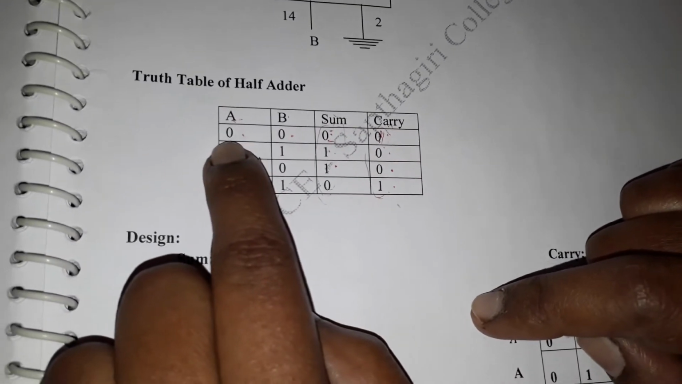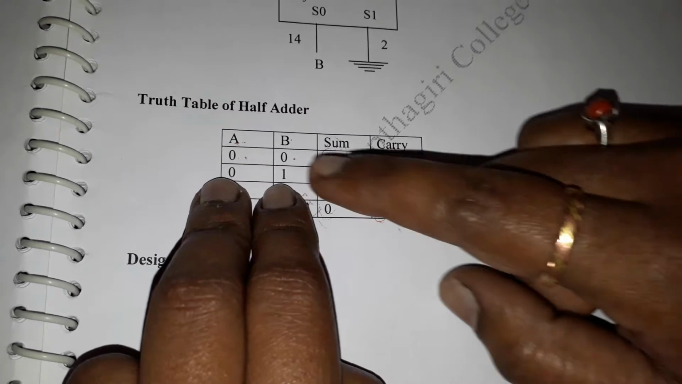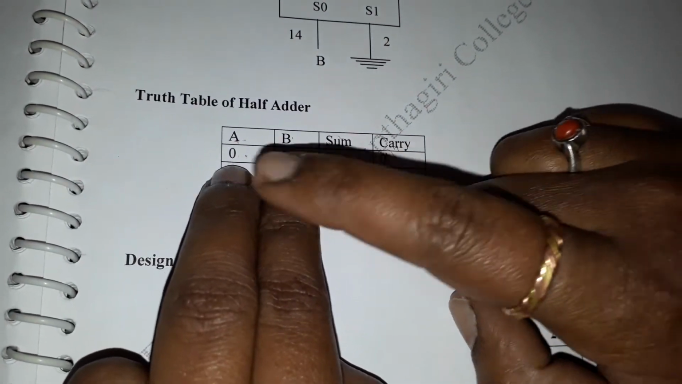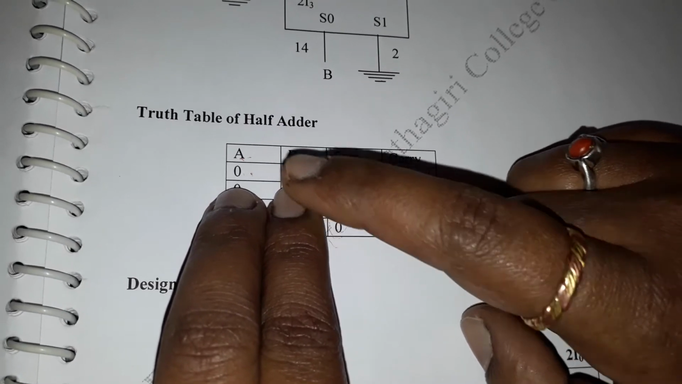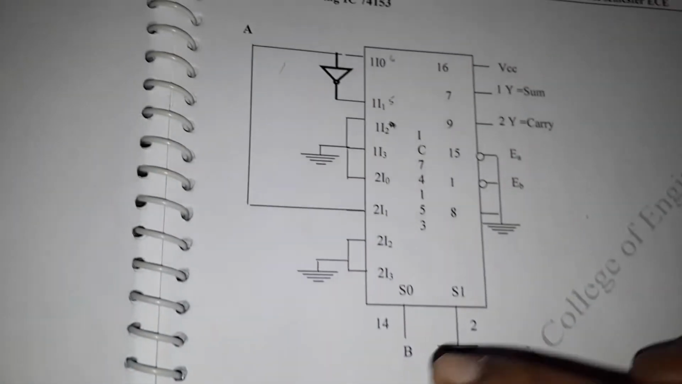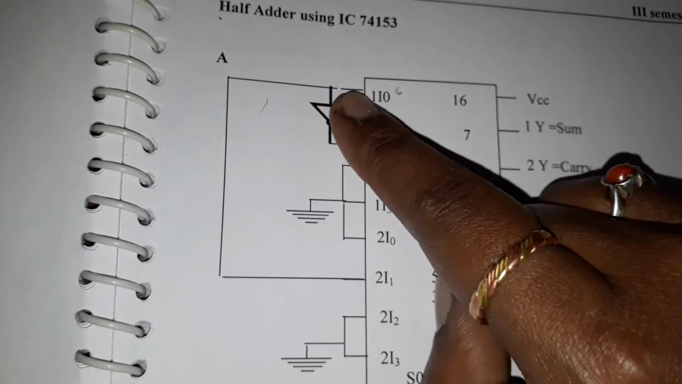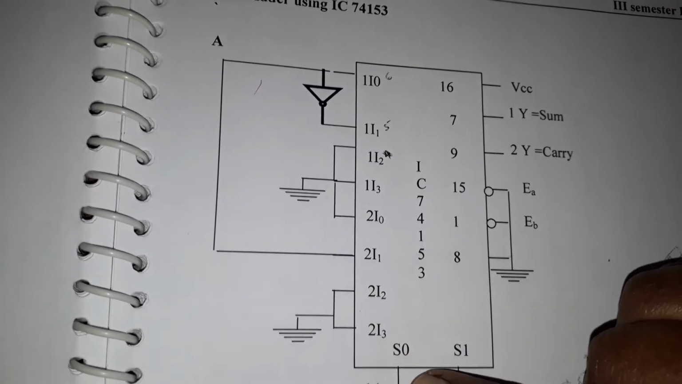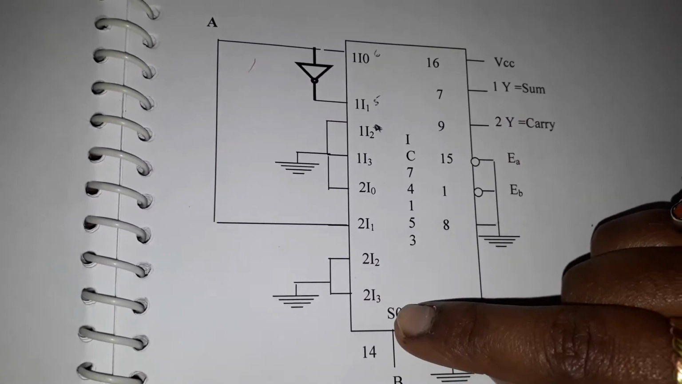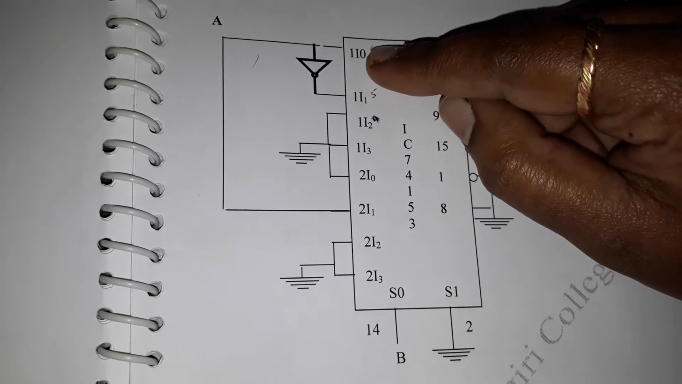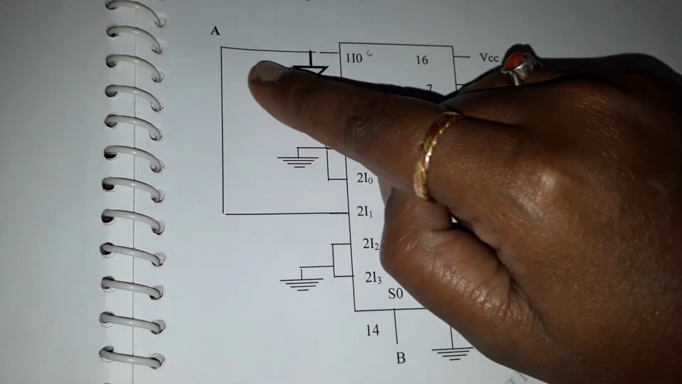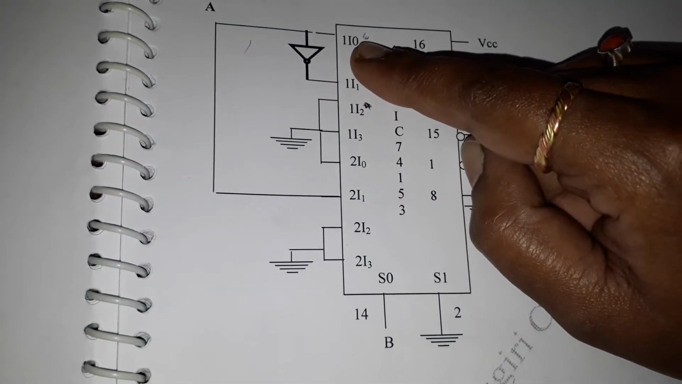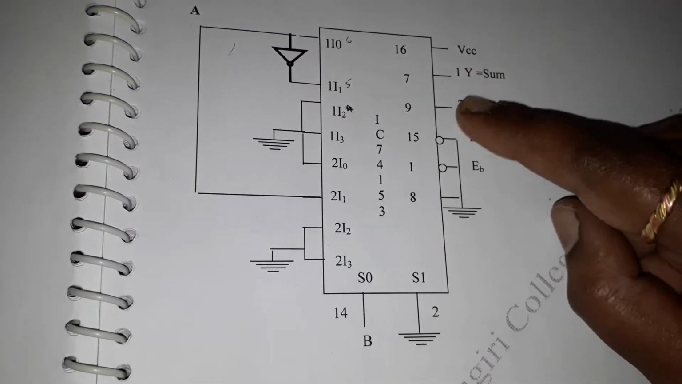If the input A is 0 and we have taken B as the select line, so the input is 0 and the select line is 0, then the select line will choose the 1I0 input. Since it's 0, it will take 1I0 as its output. What value is present here? 0 is present in 1I0. So the sum should be 0. See, the sum is 0.